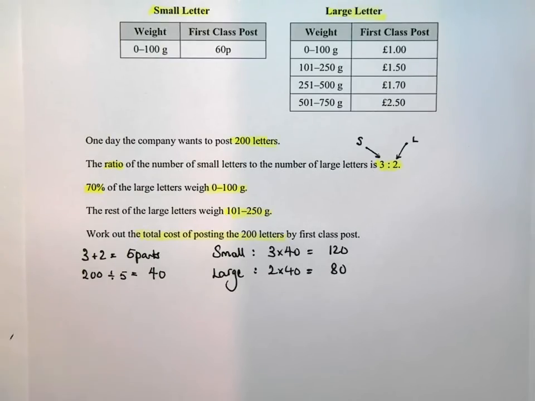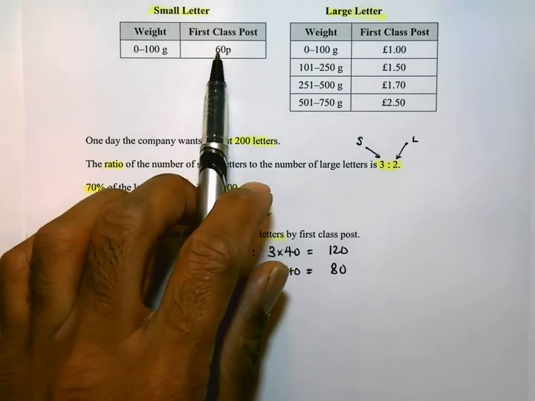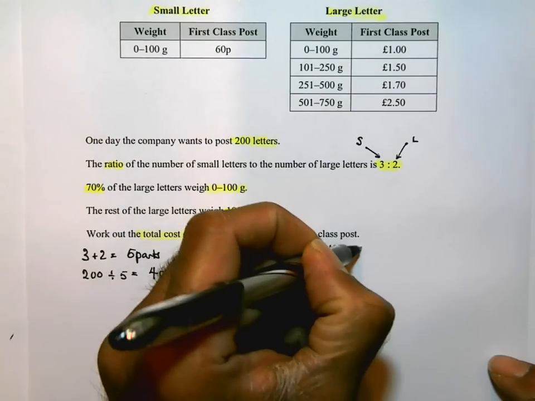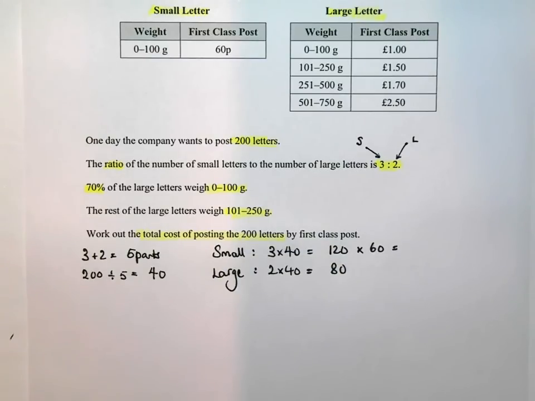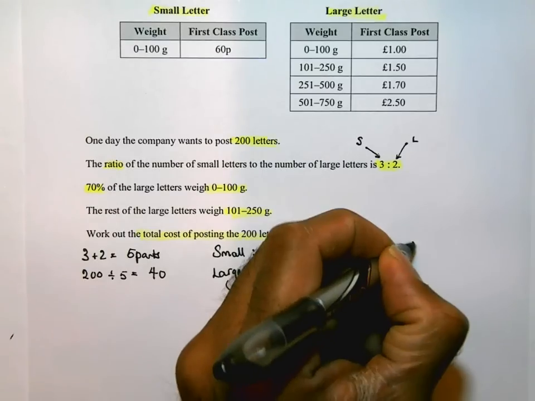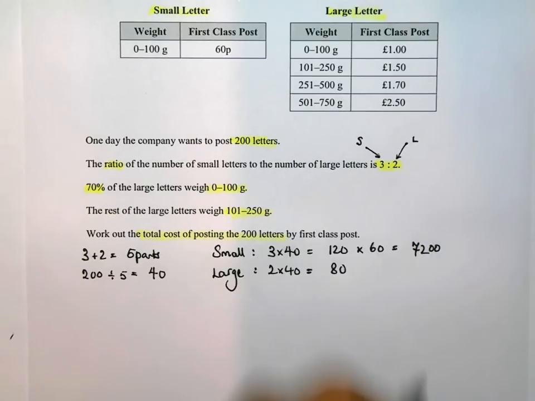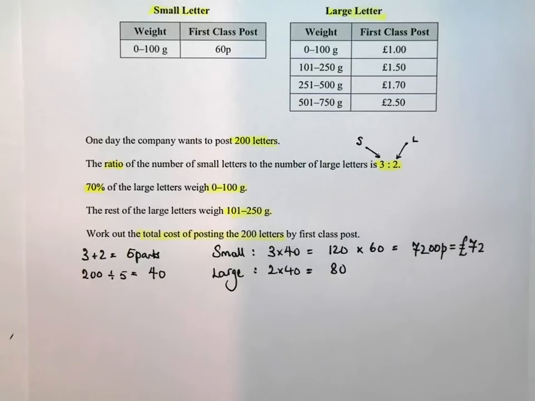The small letters all cost 60p each to post. So I'm going to times that by 60 to work out how much they cost. 6 times 12 is 72, and I'm going to put 2 zeros after that. So that's 7,200 pence, which is 72 pounds. So I've just worked out the cost of posting the small letters.